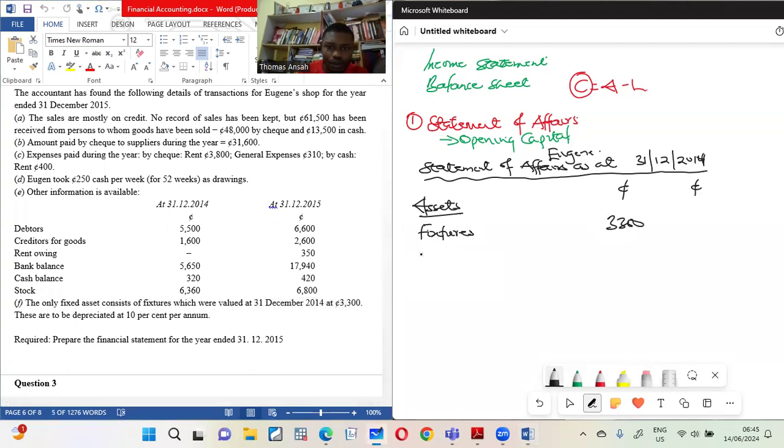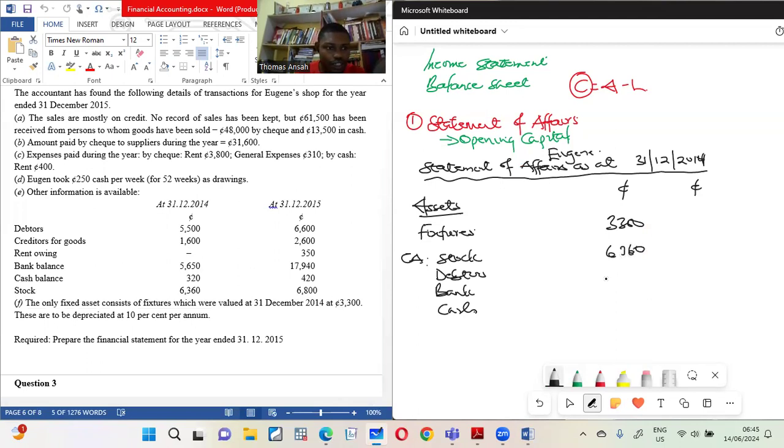So we have 3,300. This is a fixed asset. Then the remaining assets, which are the current assets, we have what? We have inventory, yes, we have stock. We have debtors, we have receivables. Debtors are receivables, I've written the two together. Then we have bank and cash, right? Bank and cash.